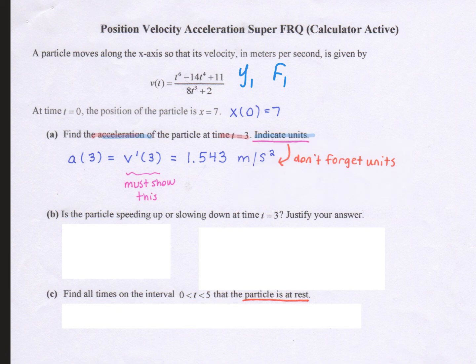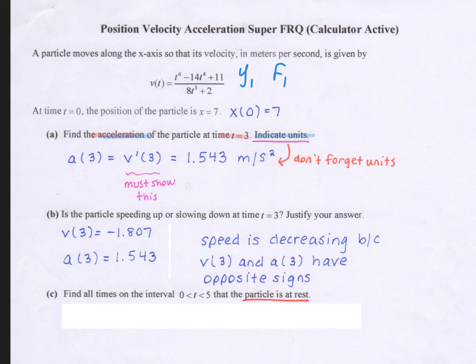In part B, the question wants to know if the particle is speeding up or slowing down at t equals 3. To answer that question, I'm going to compare the signs of velocity and acceleration. So I go ahead and find velocity at 3 and acceleration at 3, and I just use my calculator to find these values. For this one, I simply plug the 3 into the velocity function. For this one, I'm just pulling my answer from part A down. I can see one is positive and one is negative. So what that tells me is speed is decreasing because velocity at 3 and acceleration at 3 have opposite signs.